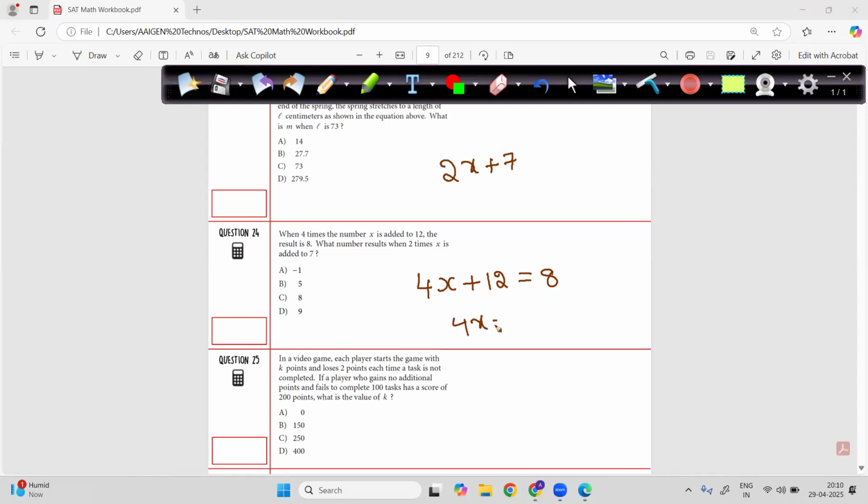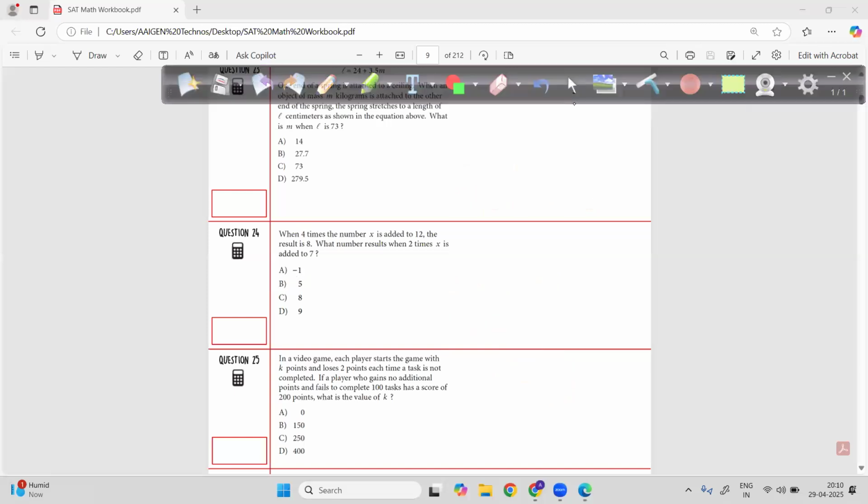So 4x is 8 minus 12, which is minus 4. So x is minus 1. So the answer is, what is the value of 2x plus 7? So 2 into minus 1 plus 7, minus 2 plus 7, is 5. So definitely the answer should be B for Bangalore.